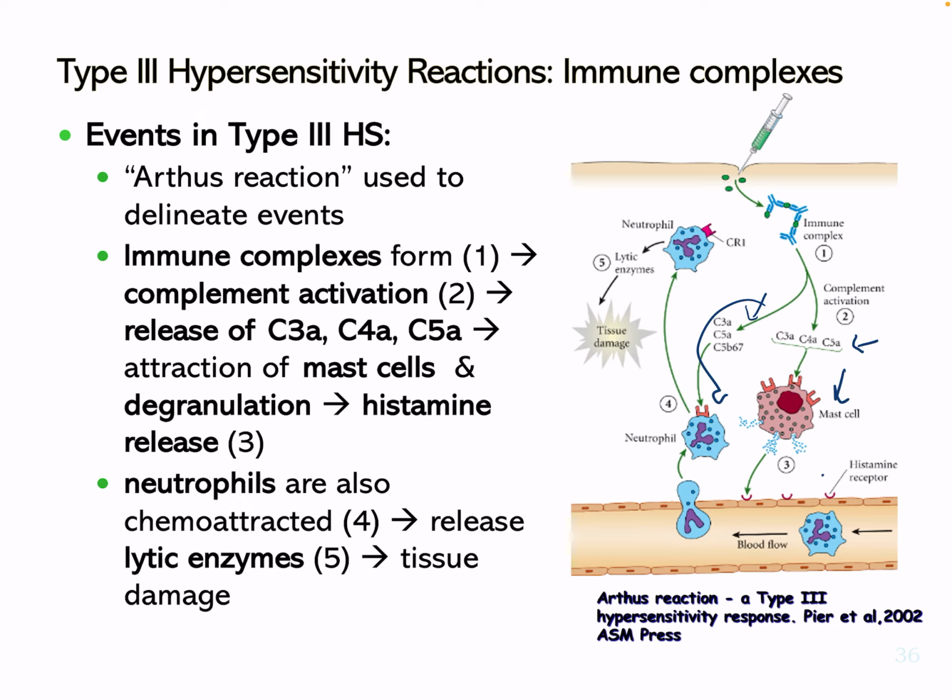So in type 3 hypersensitivity reactions, we have an Arthus reaction, which is used to delineate events. We have immune complexes which form at step 1. Then complement activation, including the release of C3a, C4a, C5a, which involves the attraction of mast cells and causes degranulation, including histamine release. You see here, these are mast cells. Then neutrophils are also chemoattracted through chemokines, and our complements can also chemoattract. And then we have the release of lytic enzymes and tissue damage.